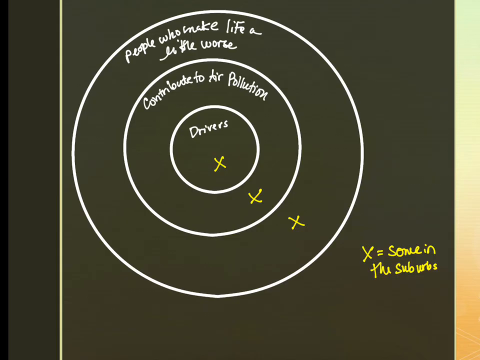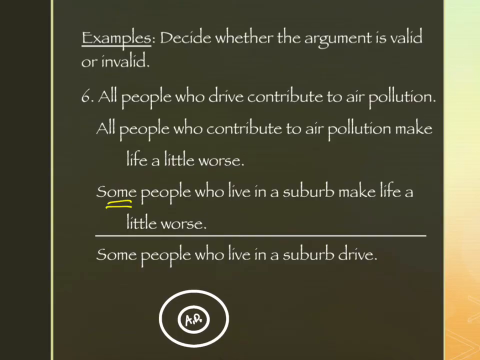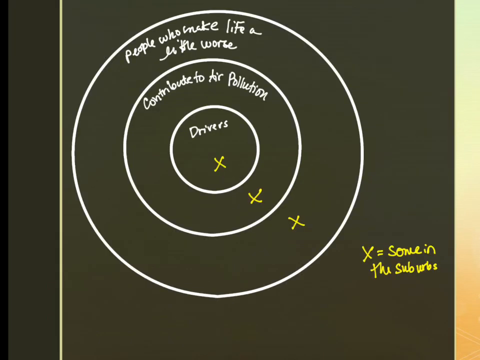They could be in all those places. They could be in one or two of those places. They could be in one single one of those places. Any of those are possibilities. All right, what's our last statement? Do we know for sure that this worked? Do we know for sure that some people who live in a suburb drive? Based on this diagram, yes. Do we?